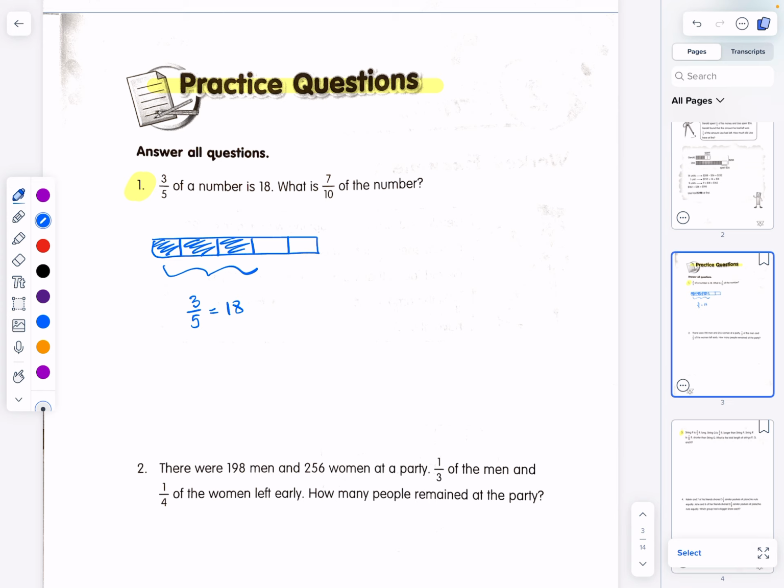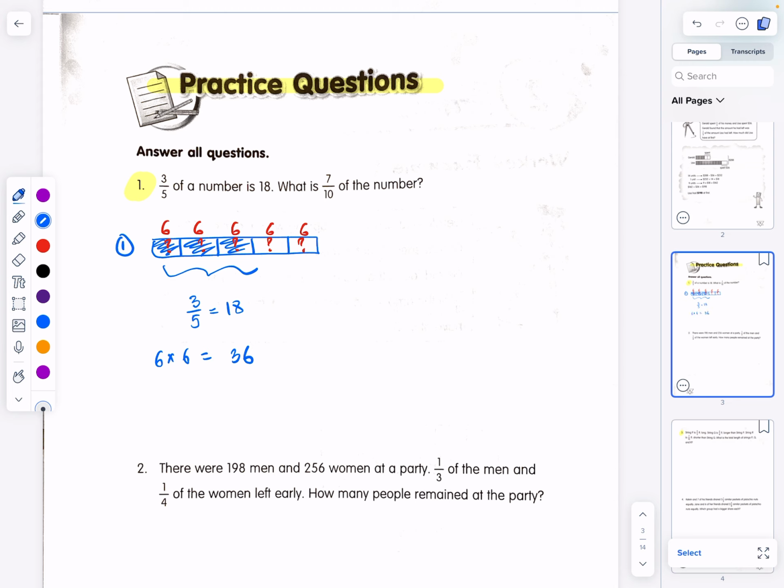Step 1. If 3/5 of a number is 18, that means how much? The question you ask yourself is how much inside each unit? Well, 3 units contain 18. That means each of these units is 6. Therefore, step 1, the number is 6 times 6. The entire number is 36.